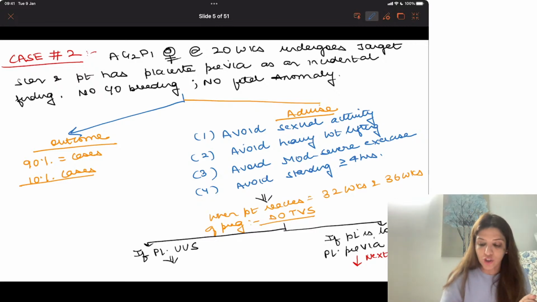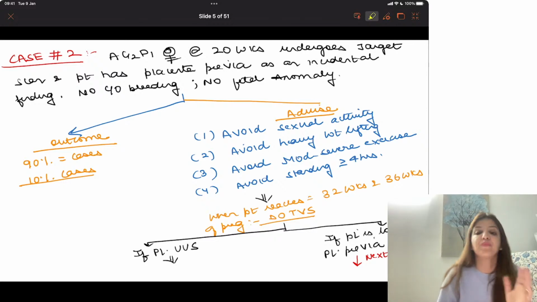Case number 2 is a G2P1 woman at 20 weeks. She undergoes a target scan and the patient has placenta previa as an incidental finding. There is no complaint of bleeding, no fetal anomaly. So many times you are going to see that in the first trimester or second trimester, you get a low-lying placenta. The patient doesn't have any bleeding, and all of you know that the diagnosis of placenta previa is made in the third trimester. But then in such cases, what am I going to do?